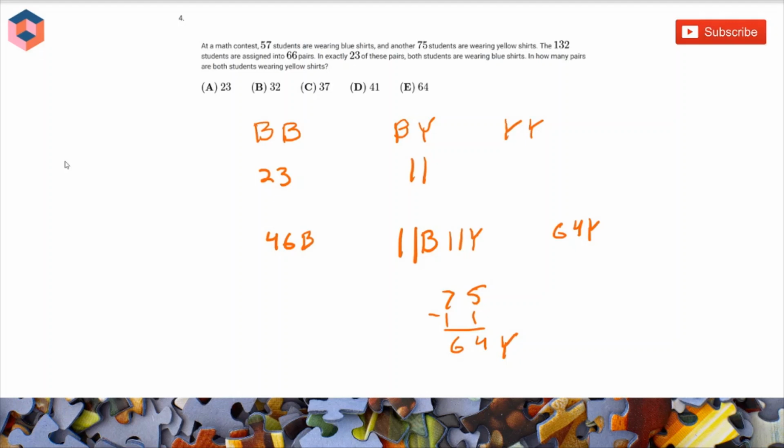But our answer isn't 64. Since they're pairs, we have to divide by 2. So there's 32 pairs here, each with 2 yellows. So our answer for that question is B, 32.